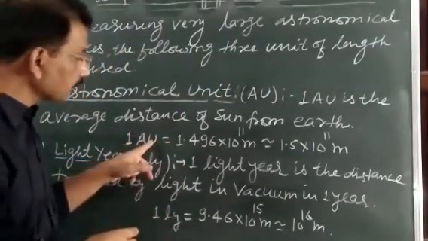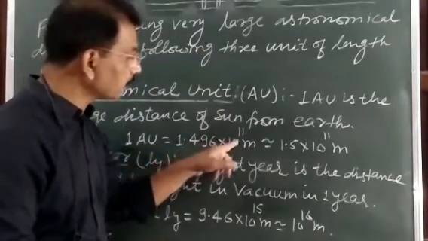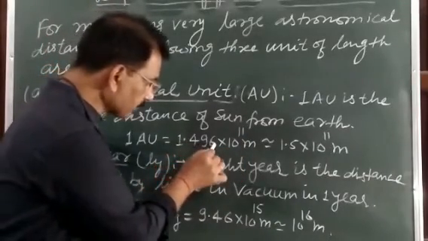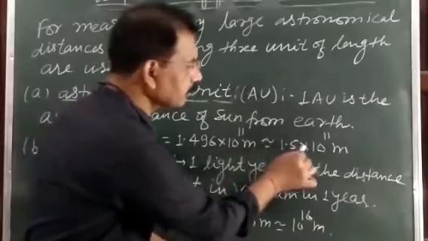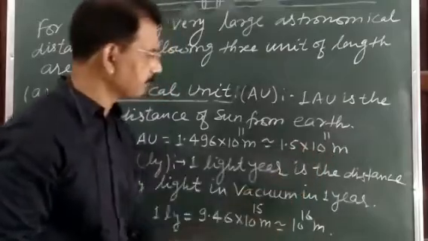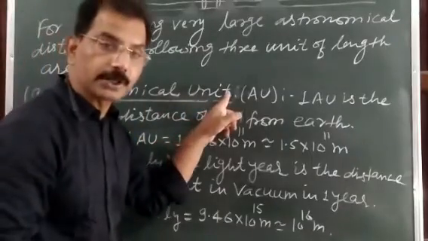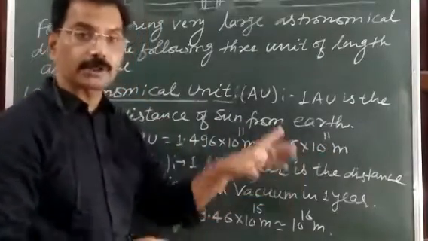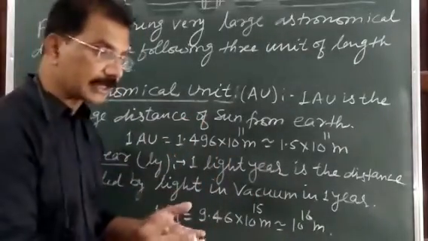And one astronomical unit is equal to 1.496 into 10 to the power 11 meter. And in place of 1.496, nearly equal to, you can write nearly 1.5 into 10 to the power 11 meter. In two significant figures, you can write like this. So please all of you learn what is the definition of astronomical unit, and one astronomical unit is equal to how many meter. Because in your exam they will ask this one, define astronomical unit or light year.